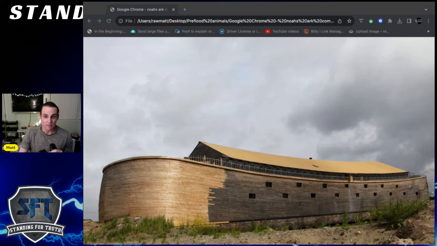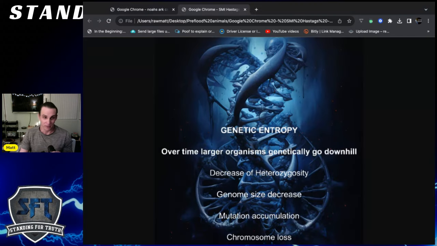So therefore, before we get into that, I need to explain to everybody the model of the young earth creation, which is genetic entropy, and how we're going to narrow down the animals that were on the ark based on this model. So the first thing is that the model predicts that over time, larger organisms genetically go downhill. You've heard the term probably, loss of information.